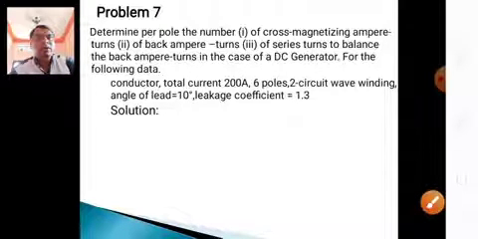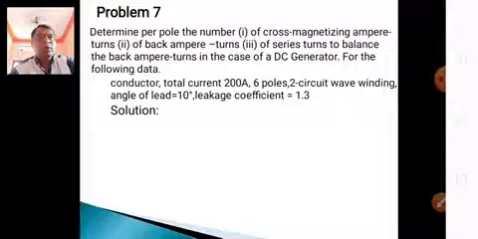So here is another problem: determine the per pole number of cross magnetizing ampere turns of back ampere.